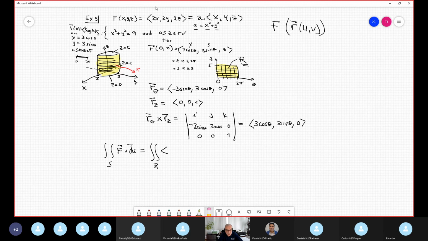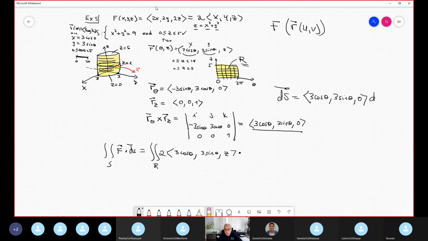Now, not necessarily the 2 inside. I put in my paper, I don't know why, 2 outside, like a common factor. I know that x is 3 cosine, comma, and y is 3 sine, comma, and z is z. Dot product, and dS vector, dS vector is this guy. And remember, the variables are dz d theta, because it's the new plane. Okay, this is 3 cosine, comma, 3 sine, comma, 0, dz d theta or d theta dz, whatever. The order doesn't matter.